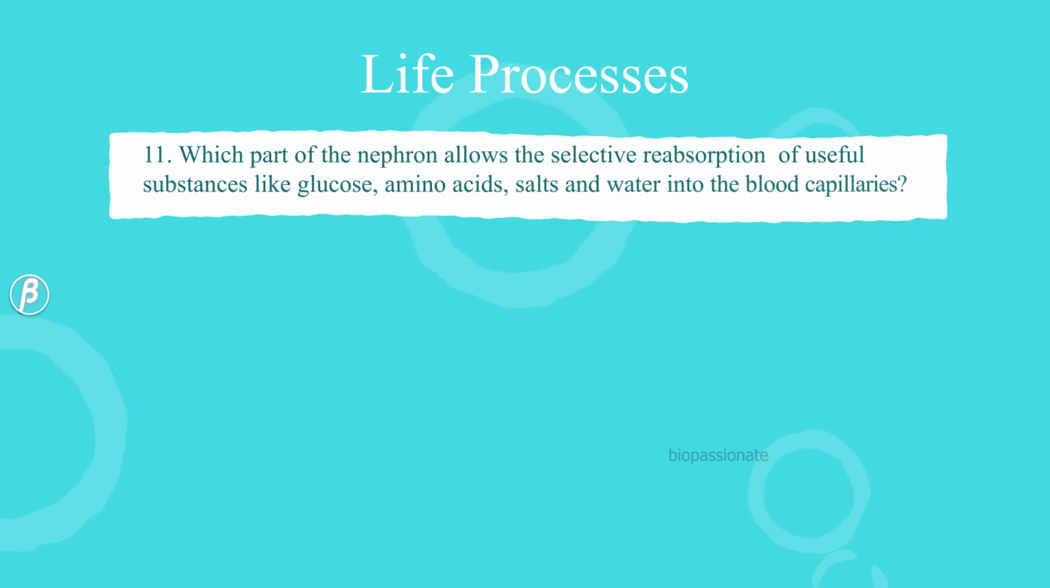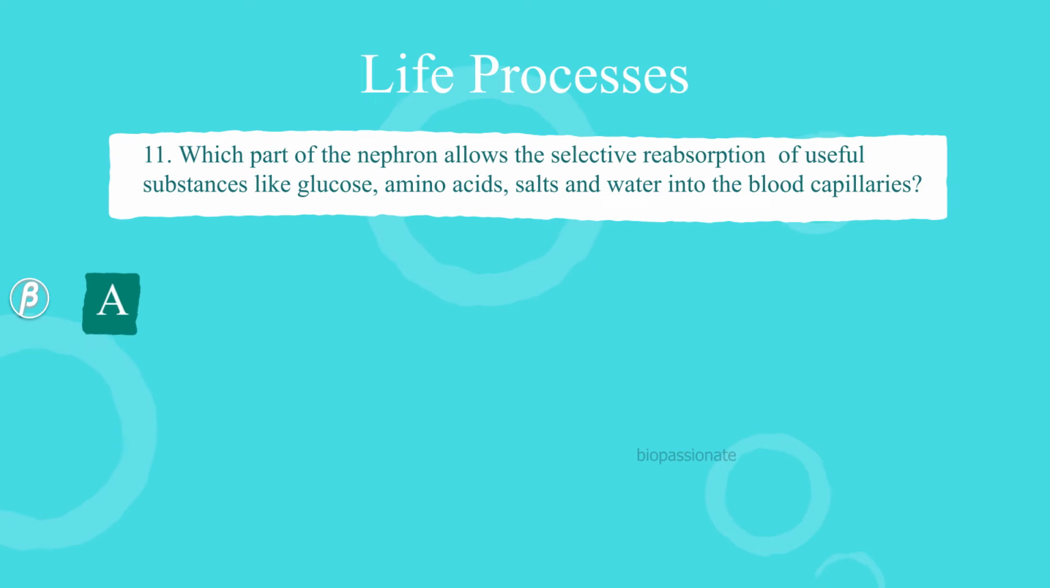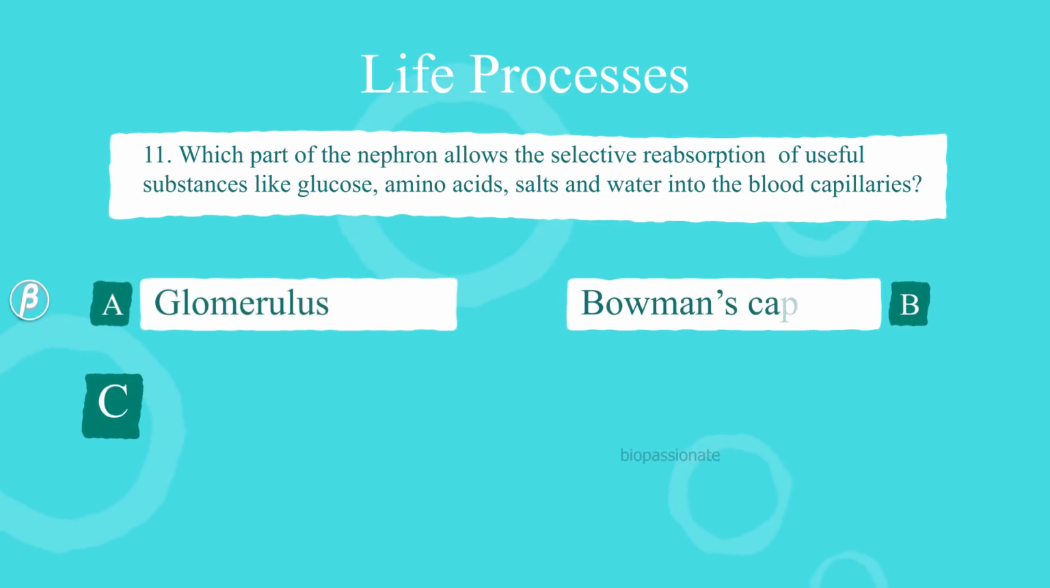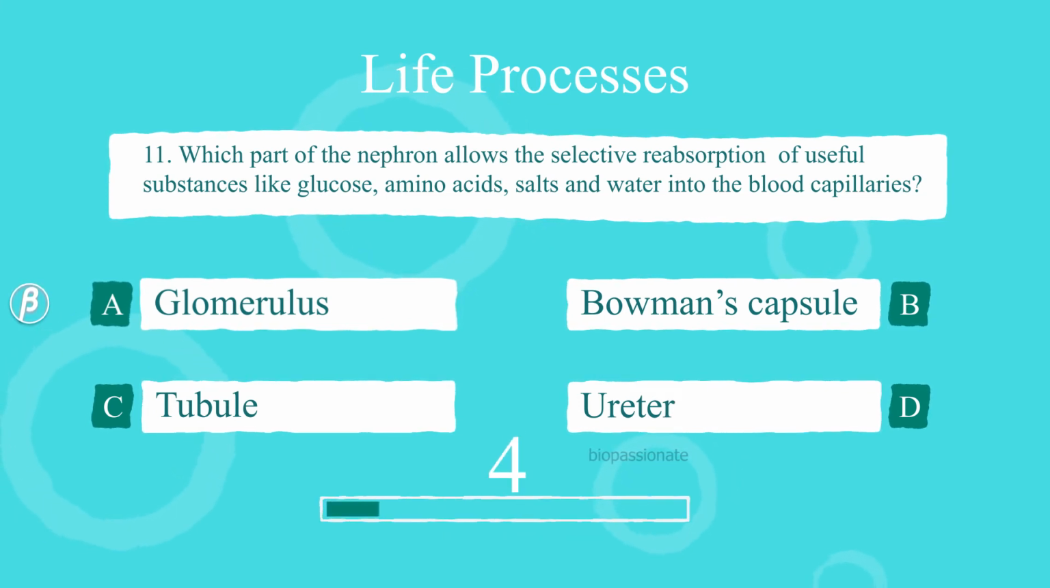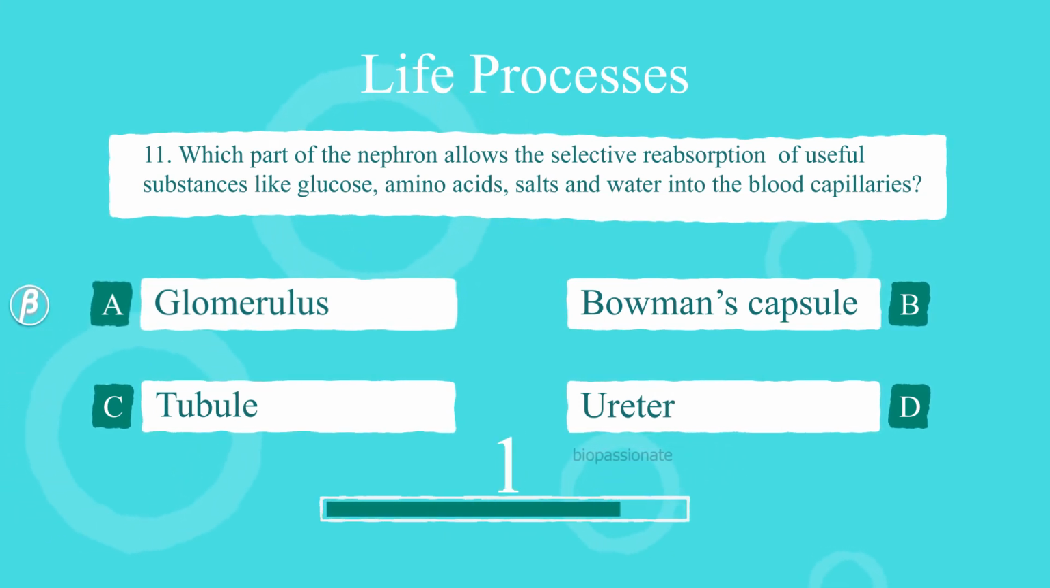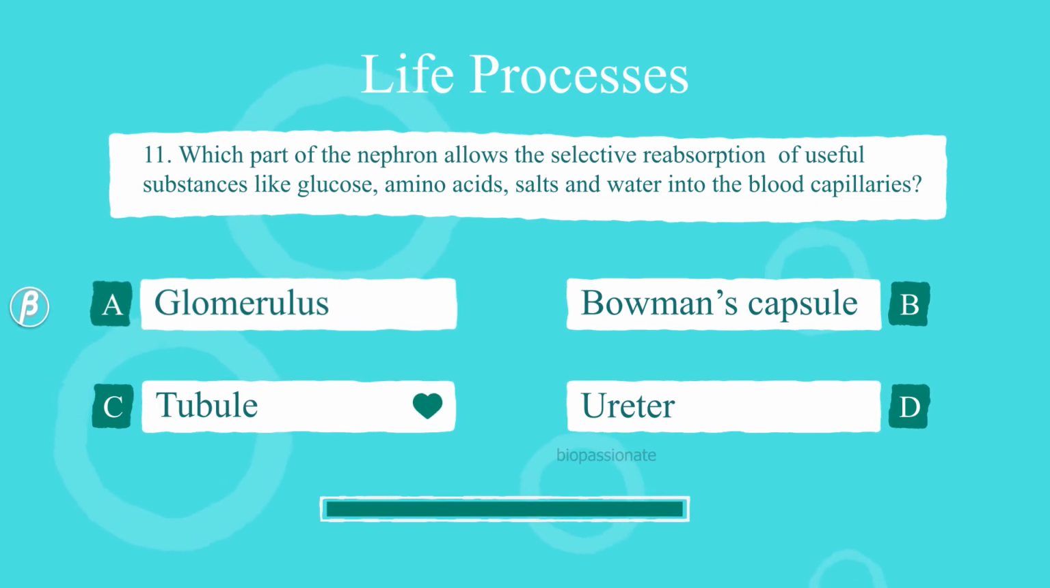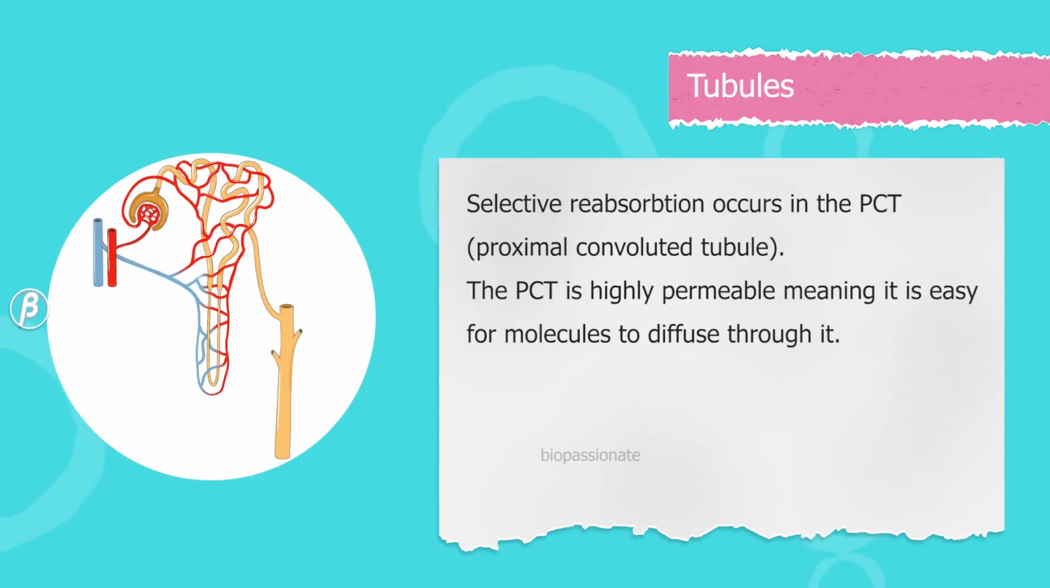Which part of the nephron allows the selective reabsorption of useful substances like glucose, amino acids, salts, and water into the blood capillaries? Glomerulus, Bowman's capsule, tubule, ureter. Tubules. Selective reabsorption occurs in the proximal convoluted tubule, so-called PCT. The PCT is highly permeable. It is easy for molecules to diffuse through it.